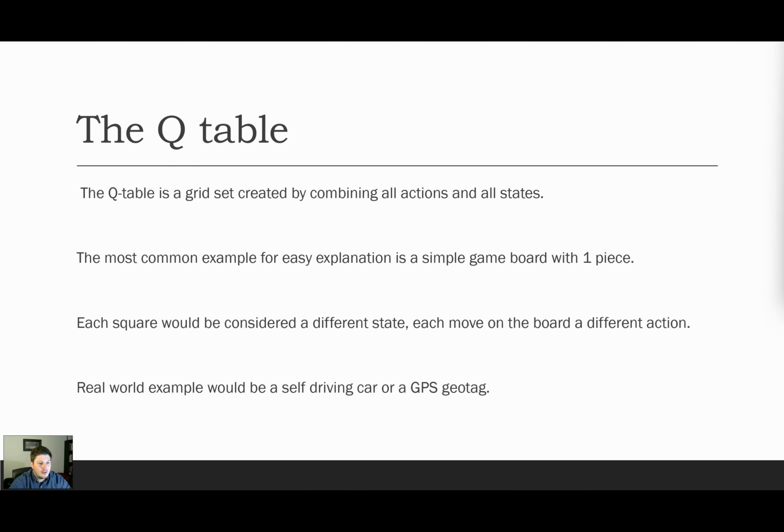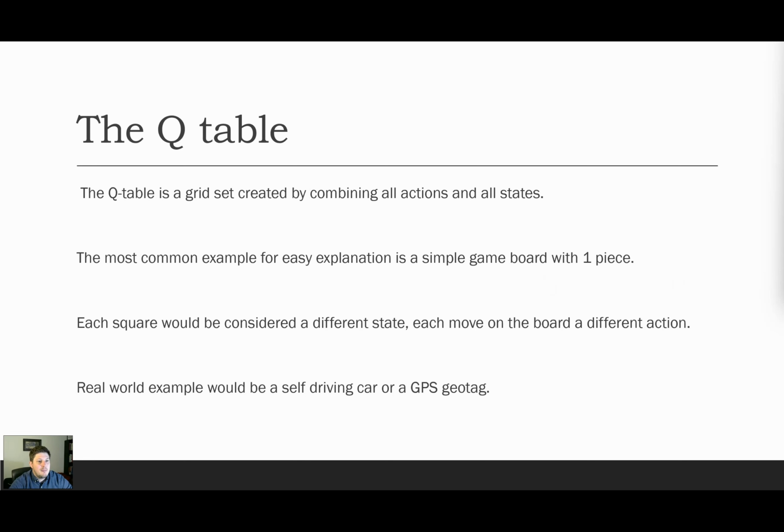So in order to start setting all of this up, we need to create what's called a Q table. A Q table is a simple grid combining all of the actions and all of the states so that we have the first part of our equation, that S comma A.